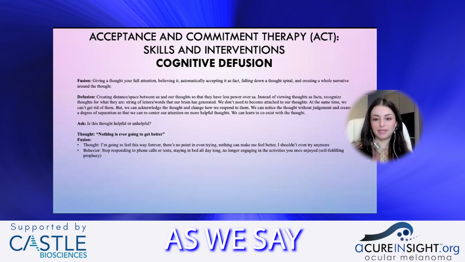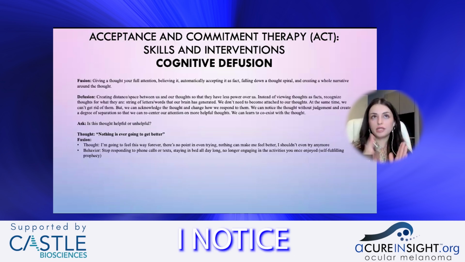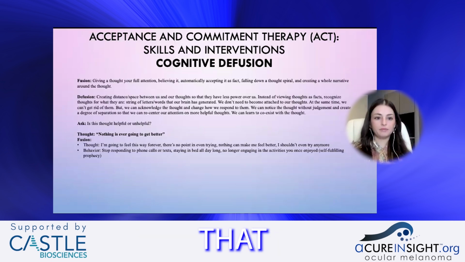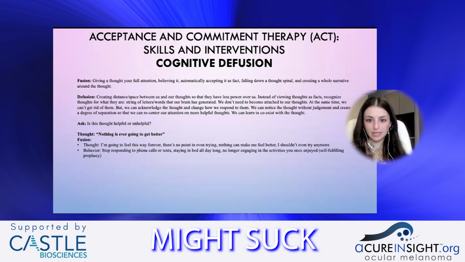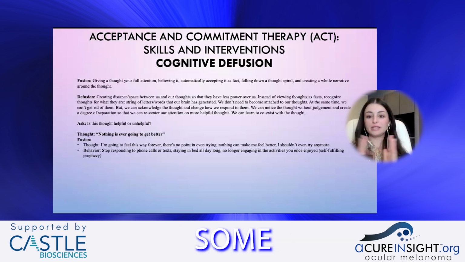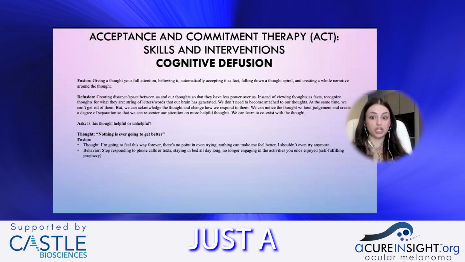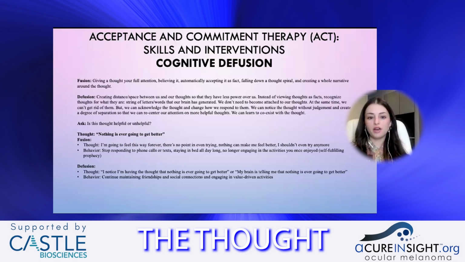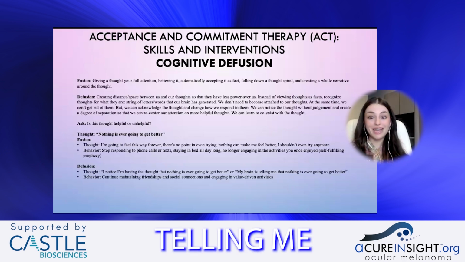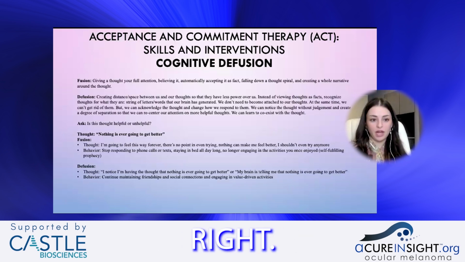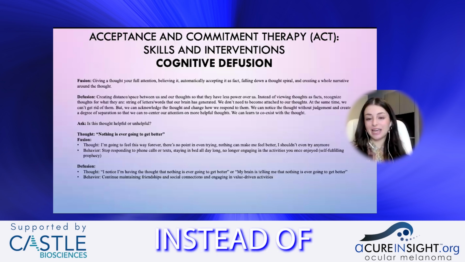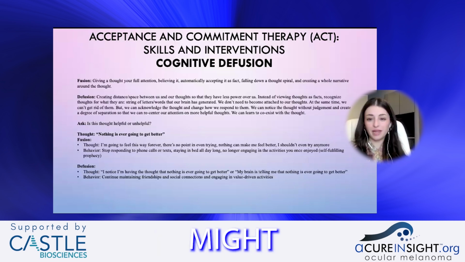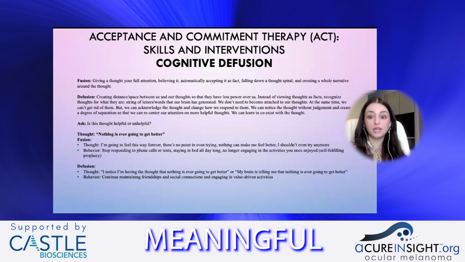The way we do this is we say in our head, I notice I'm having the thought that nothing's ever going to get better, right? Or I notice I'm having the thought that tomorrow might suck. And what it does is it creates some distance. It helps us notice that, okay, this is just a thought. So with cognitive diffusion, the thought is, my brain is telling me nothing's going to get better. And that might change your behavior. Instead of just isolating yourself, you still might engage in your life and do things that feel meaningful to you.